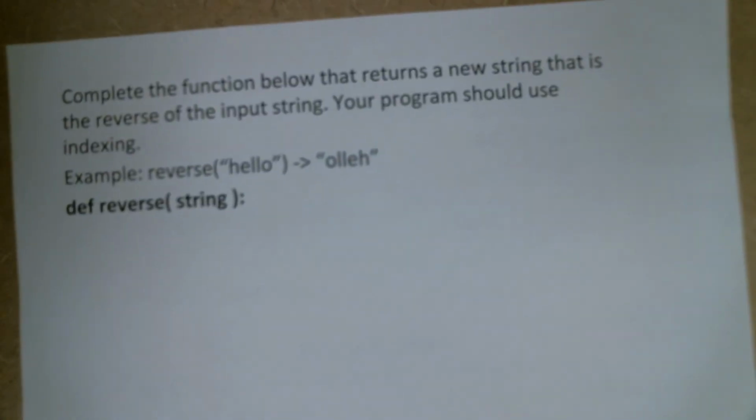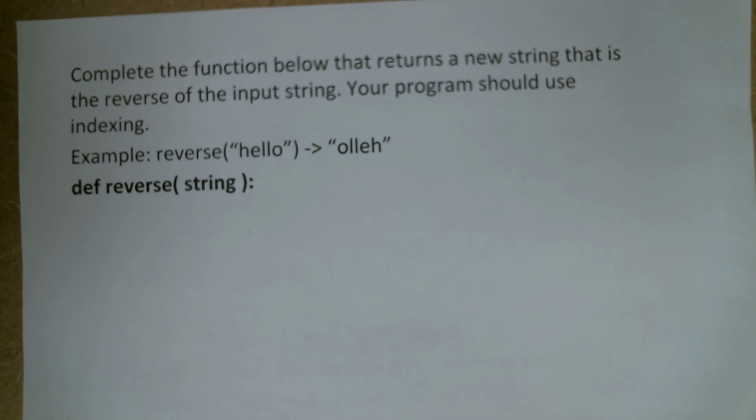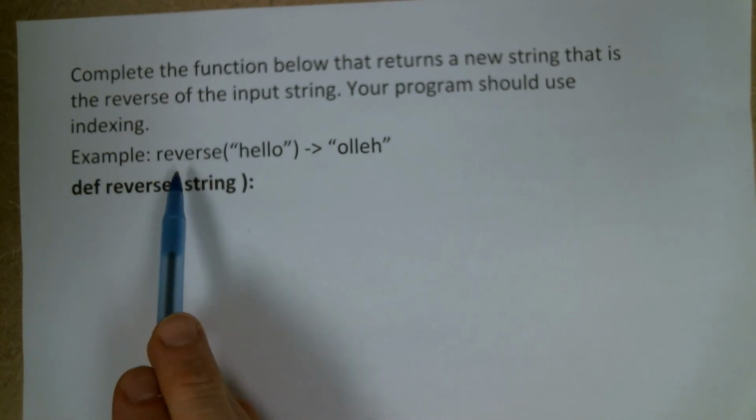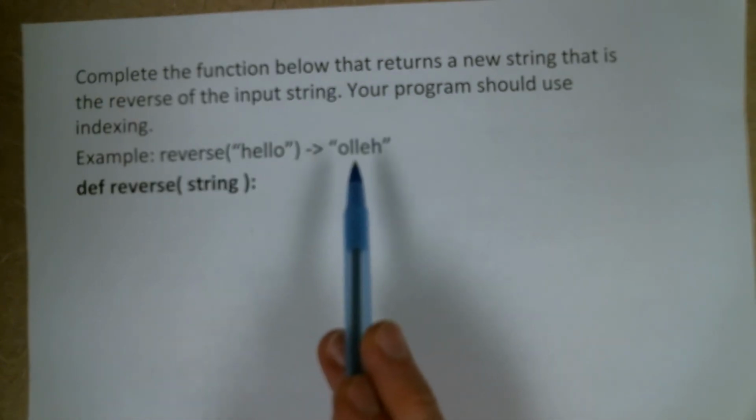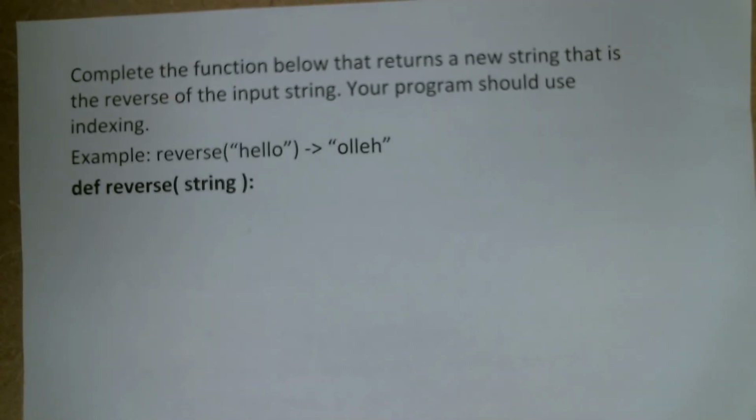So we've got one more problem here that we're going to look at, and then you're going to get to practice some of this stuff on your own. It says complete the function below that returns a new string that is the reverse of the input string. Your program should use indexing. So, for example, if we send reverse the word hello, it's going to spit back OLLEH. So that's kind of what we're trying to accomplish here.